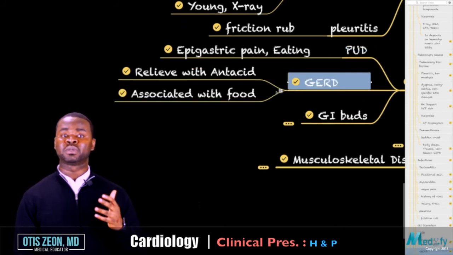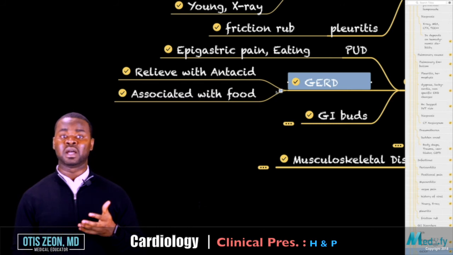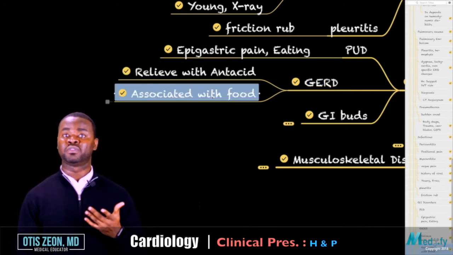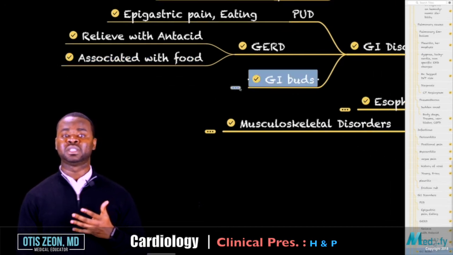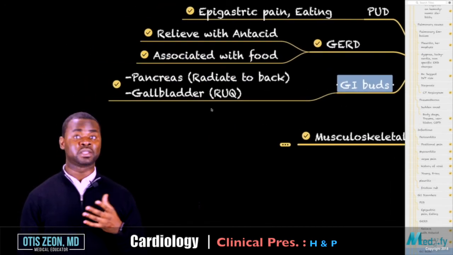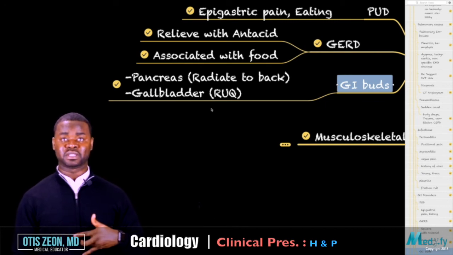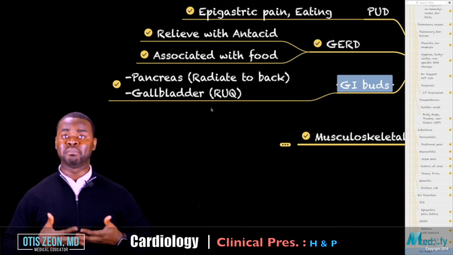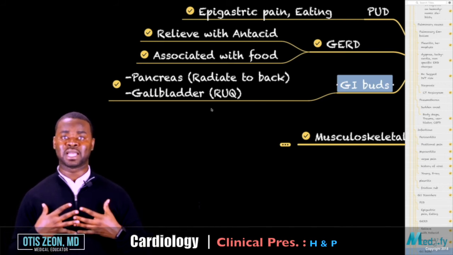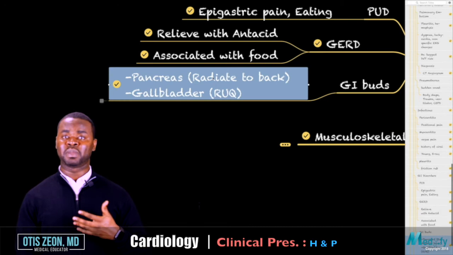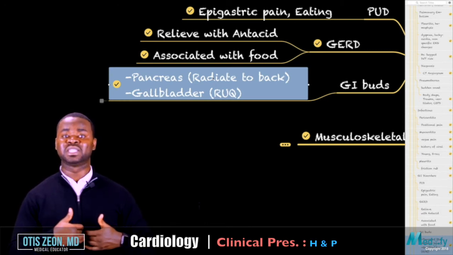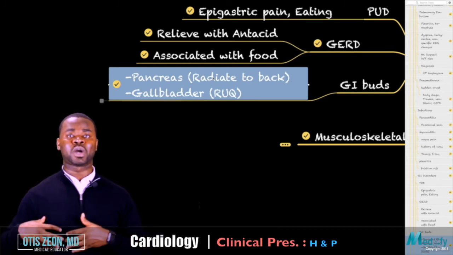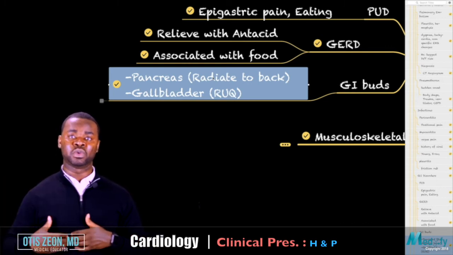GERD is the most common reason why a person may have signs and symptoms of chest pain. These individuals usually have chest pain that can be relieved with antacid. It can be associated with food intake. GI buds induce chest pain, the most common of which we talk about is either the gallbladder or the pancreas. These are the two buds of the GI system that most frequently will present with chest pain that mimics or is similar to heart attack type chest pain. In these individuals, for the pancreatic chest pain, they may have chest pain that's radiating down towards the back. It's like this penetrating type chest pain going towards the back, whereas in the right upper quadrant chest pain that may radiate to the shoulders, you're dealing with the gallbladder.